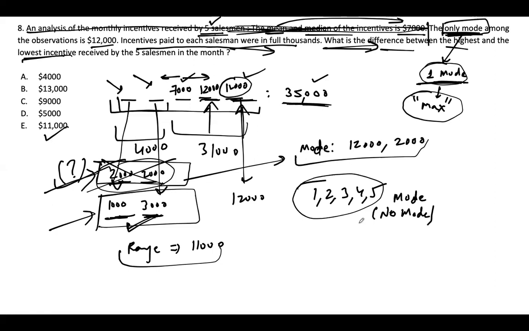So if the question is saying the mode is 12,000, that means 12,000 is occurring more than once. So it can occur, let's say, 2 times or 3 times or 4 times. But we are talking about median, which is 7,000, so 12,000 can't come here or here. It can't come 4 times, can't come 3 times. So the only case that you're left with is 2 times. Okay. Got it? Got it.